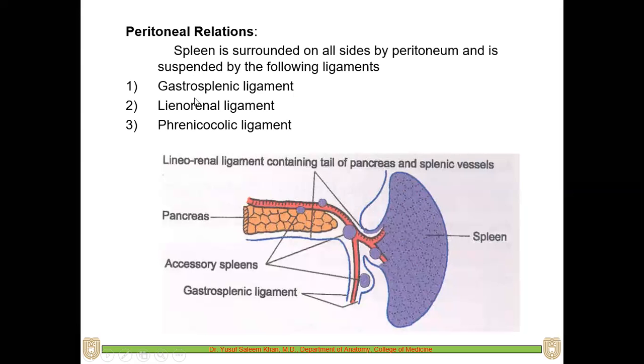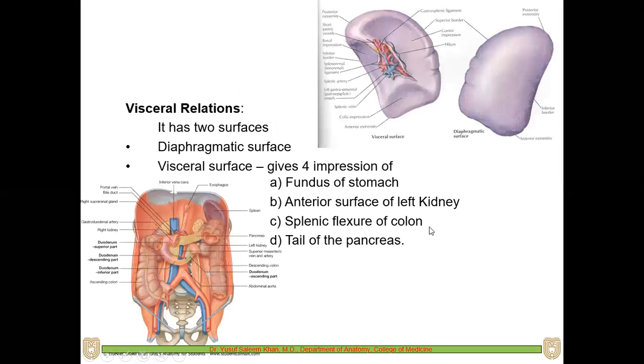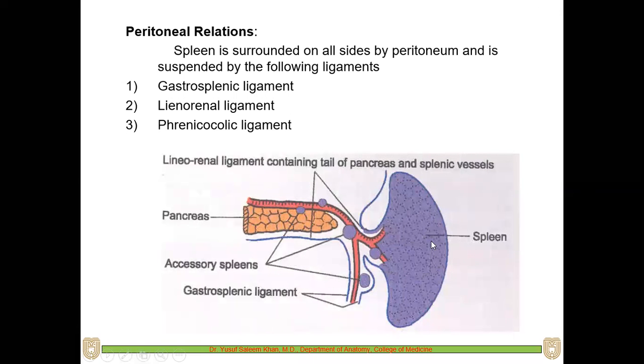Then we have the second ligament, which is very important. That is called the lienorenal ligament. Lieno means the other name for the spleen, and renal, the kidney, so it lies between the kidney and the spleen. But there is also a very important structure, the tail of the pancreas, as we saw before. The tail of the pancreas is near the hilum, which will give the impression. So this relation is very important. As you can see here, this is the tail of the pancreas, and this is the lienorenal ligament containing the tail of the pancreas as well as the splenic vessels, in relation to the spleen and the kidney.